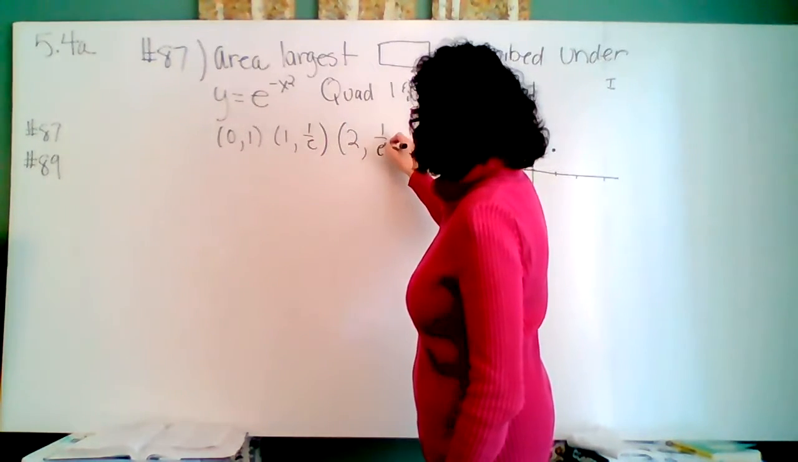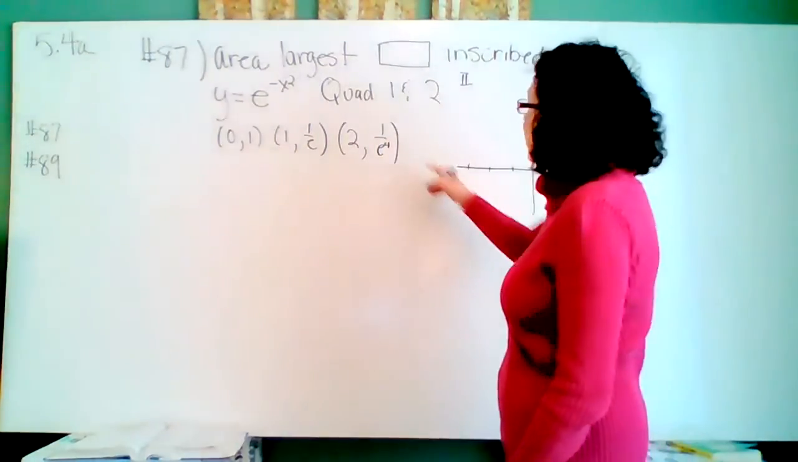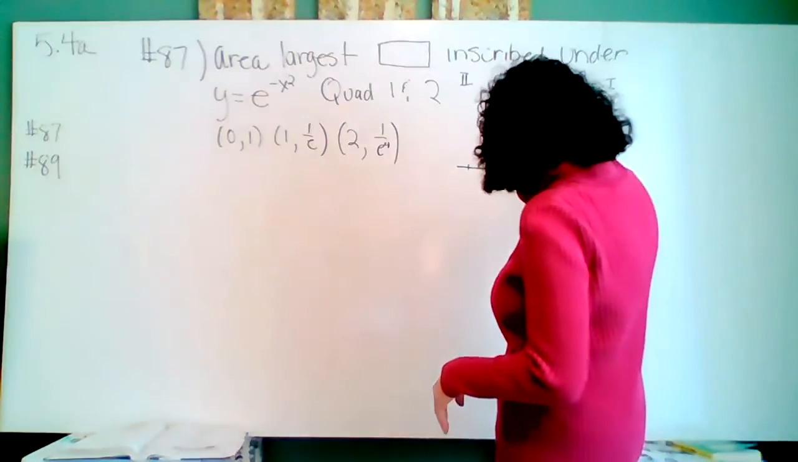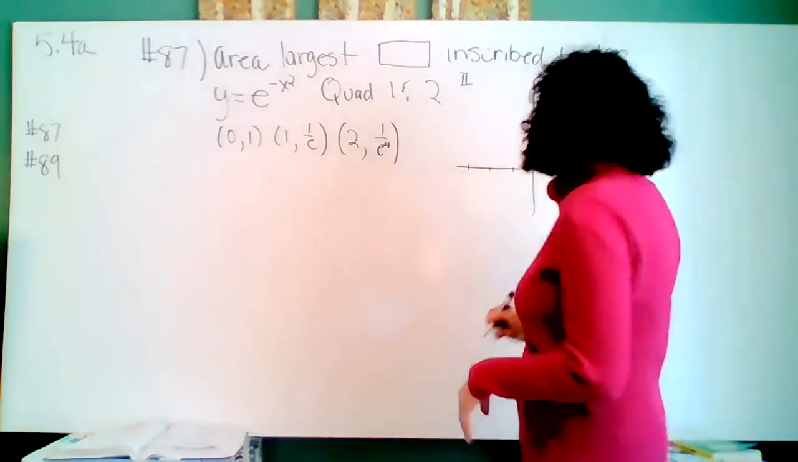When I put in a 2, that would be e to the negative 4, which would be 1 over e to the 4th. So notice it's getting smaller, much smaller. Now, it will never hit 0, right? And so it looks like I have this kind of curve.